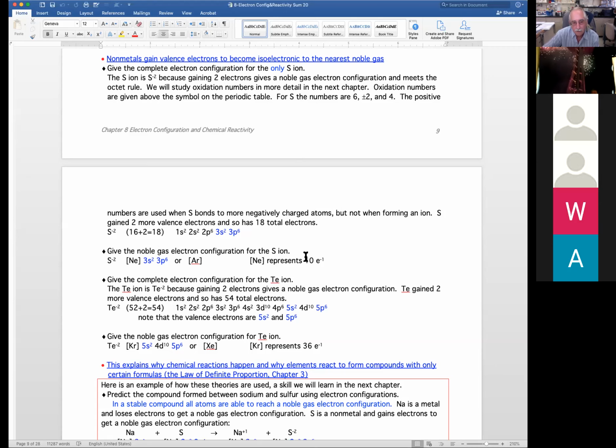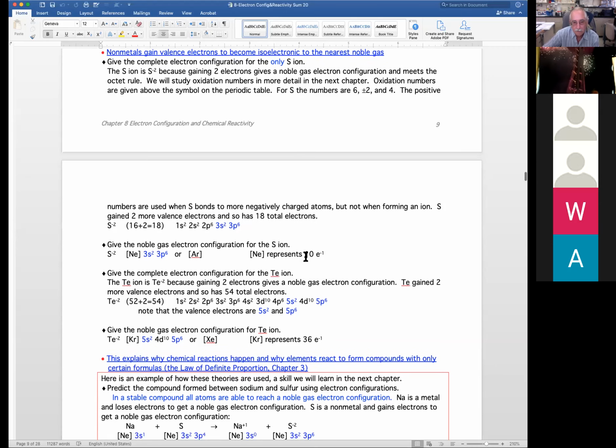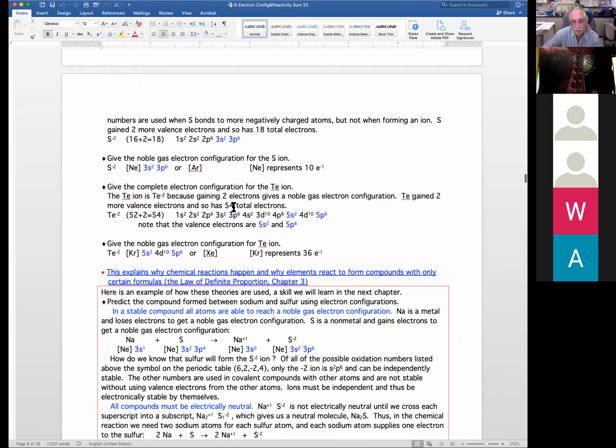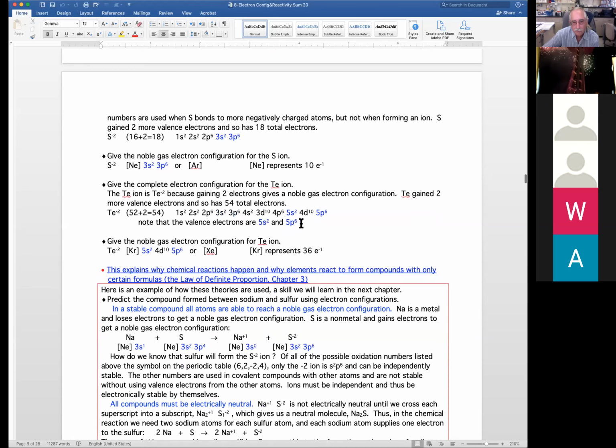What about the tellurium ion? Okay, the same thing. It wants to gain 2 more electrons, so it can go from S2P4 to S2P6, which is stable.